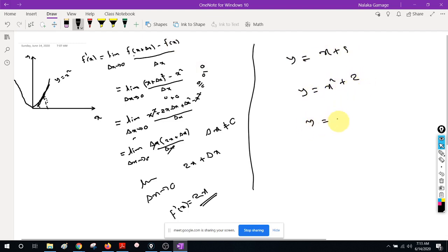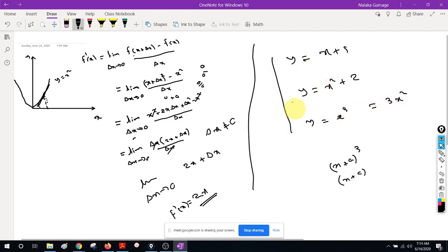y equal x cube. Of course you must know how to expand the cube value, right? So (x plus a) cube is x cube plus 3 a x squared plus 3 a squared x plus a cube. Likewise you know how to expand the cube value, then all those values will cancel out and you can cut the delta x also. You will get the derivative of x cube as 3x squared. So that is another exercise you have to do.